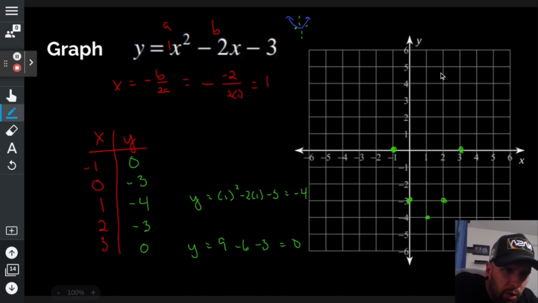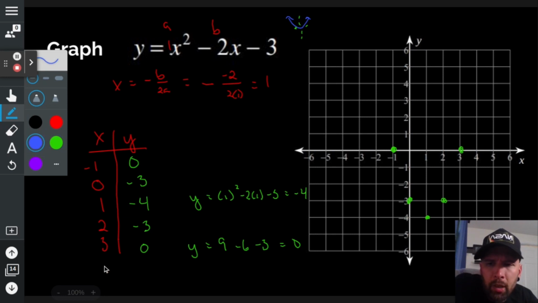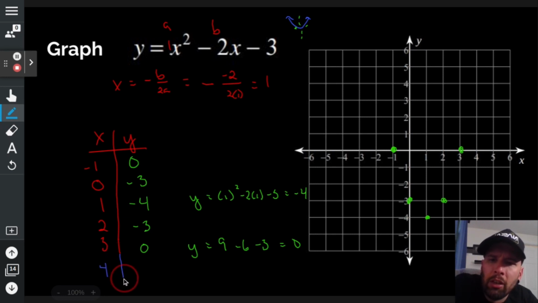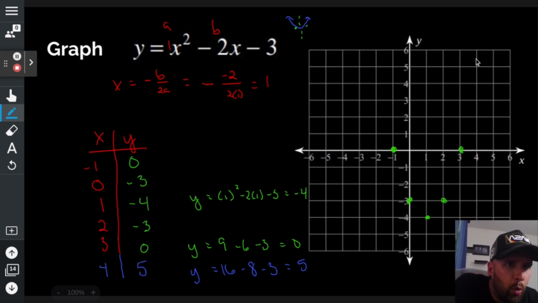Now, I have all this open space up here, and I'm wondering if I could fit plugging in 4, and I really think I can. I really think if I do that, I will get 5, but let's just double check. Let's add a 4, okay? And so I'm going to show just a teensy bit of work over here. Y equals 4 squared is 16. It's also a fun game. Minus 2 times 4, which is 8, minus 3. And so 16 minus 8 is 8. 8 minus 3 is 5. So 4 is 5, which means -2, since everything is symmetrical, is also 5.